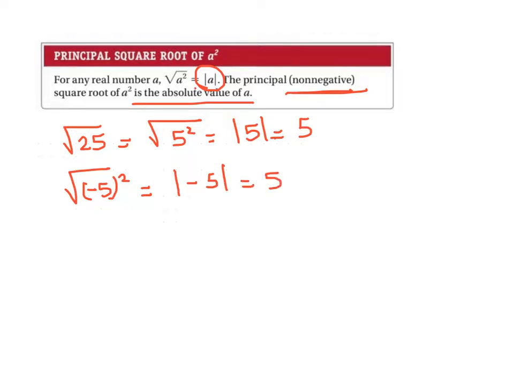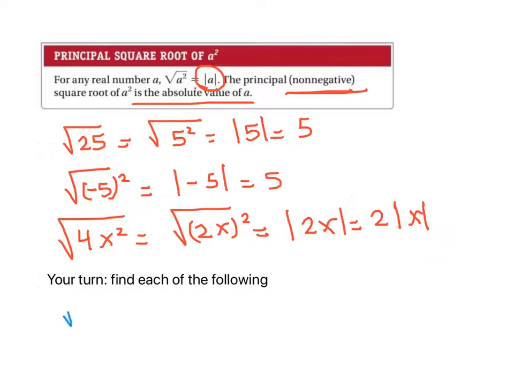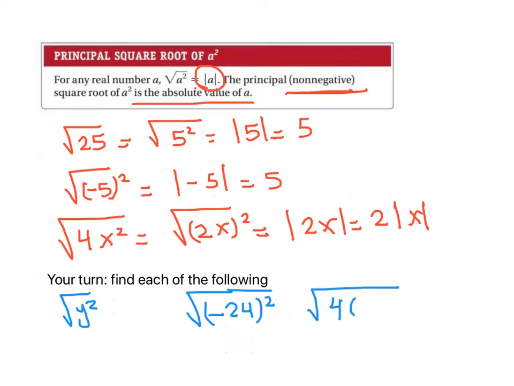If I have the square root of 4x squared, the first step is to rewrite 4x squared as 2x all squared. Now the square root of 2x all squared is the absolute value of 2x. That means the absolute value of 2 is 2, but the absolute value of x stays the absolute value of x. Why? Because I don't know if x is a positive or a negative value, so I have to keep the absolute value. Your turn. Find each of the following: square root of y squared, square root of negative 24 squared, square root of 4 times x plus 1 squared.